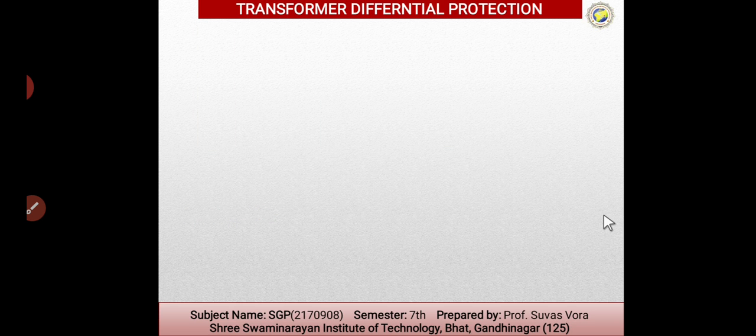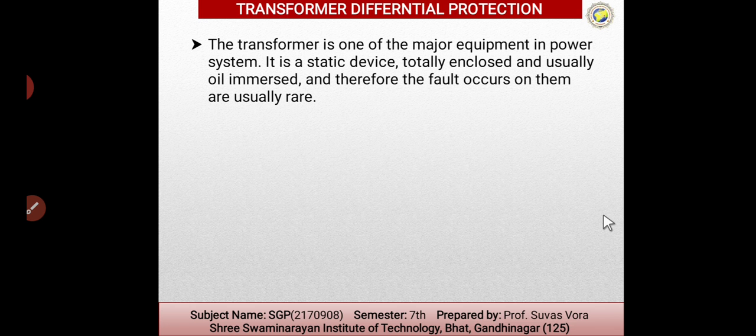So basically the transformer is our major equipment in our power system. So it is very important to protect them. The transformer is one of the major equipment and it is a static device, so totally enclosed and usually oil immersed. So therefore the faults occurring on it are usually rare.